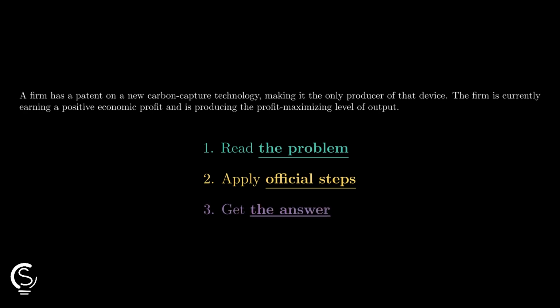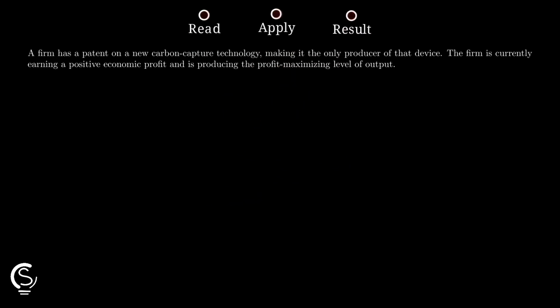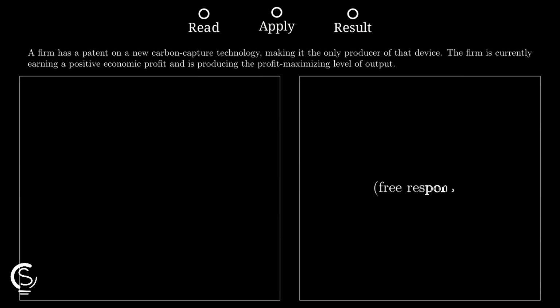A monopoly firm maximizes profit where MR equals MC, identifying Q sub M and P sub M. A per-unit tax increases marginal cost, shifting the MC curve upward and decreasing the equilibrium quantity.